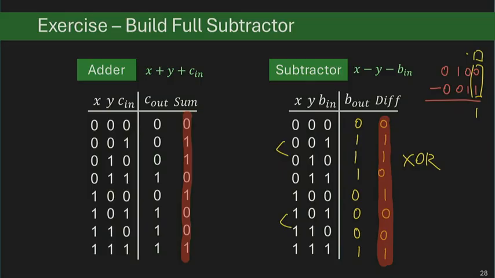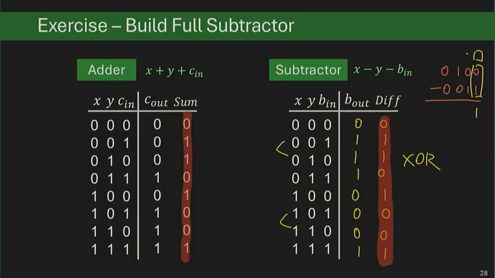Over there, when you have an odd number of 1s, you get either positive 1 or a negative 1. Negative 1, when you have a borrow, again becomes a positive 1. So you have a difference of 1 when an odd number of inputs are 1s. Right? That's the binary reasoning as for why we use an XOR gate to implement the diff.